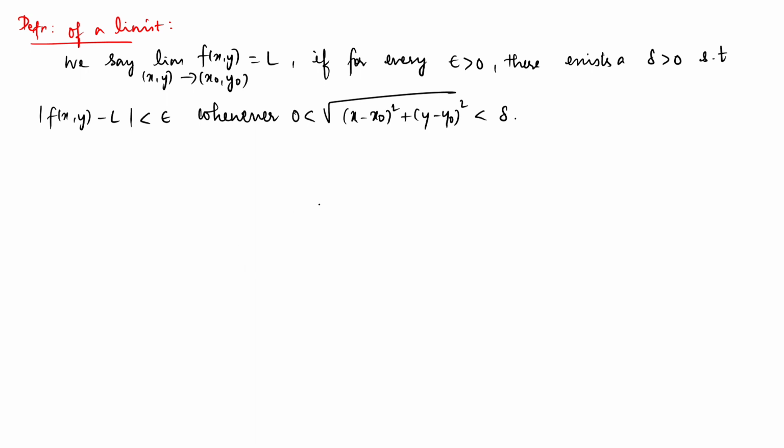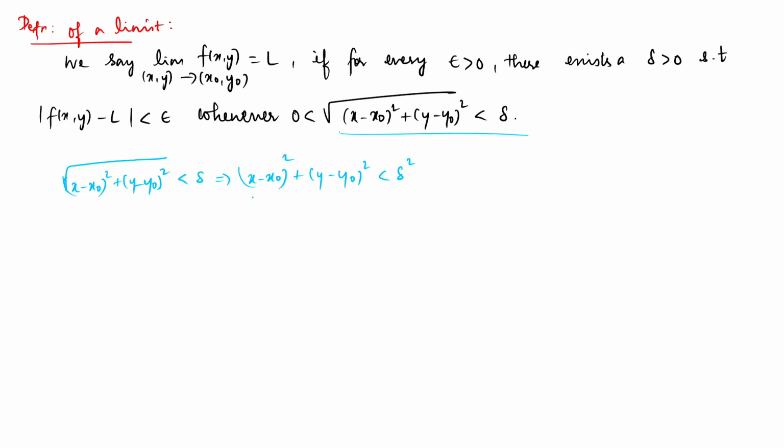Okay, now you will have to see what this thing is. Forget about the 0 and consider this part alone: the square root of (x minus x naught) whole squared plus (y minus y naught) whole squared less than delta. This may also be written as (x minus x naught) whole squared plus (y minus y naught) whole squared less than delta squared. Since all these are positive quantities, this conversion is very well valid.